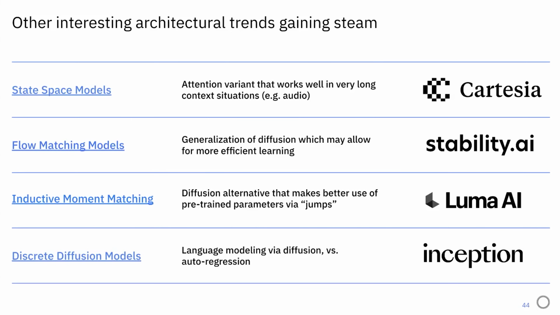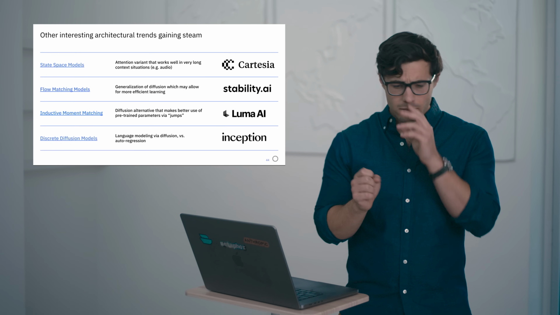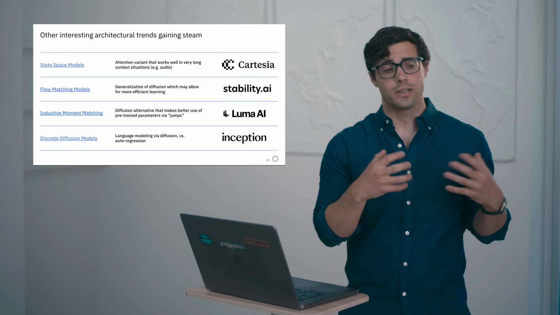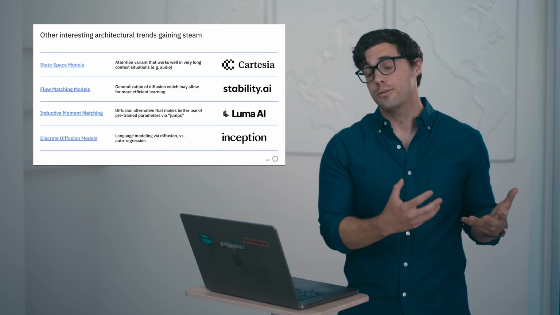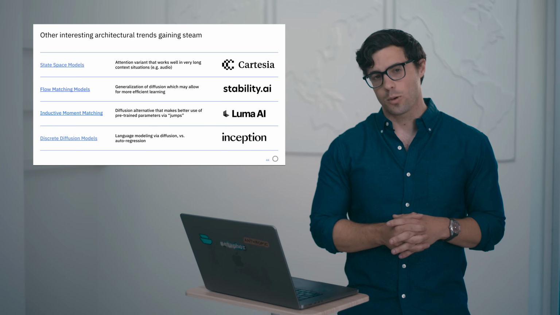And then finally, there's some really cool work in discrete diffusion models, where you're using diffusion, which is traditionally reserved for images and videos, but actually applying it to language. That's a bit non-intuitive because language is a very discrete space, and diffusion has traditionally been considered a continuous process. But it turns out it works. And so Inception is a cool company working in that direction.